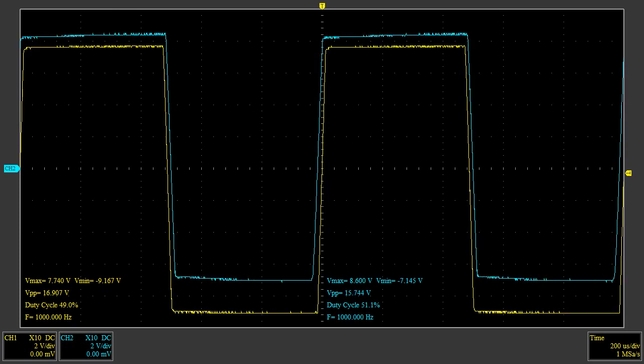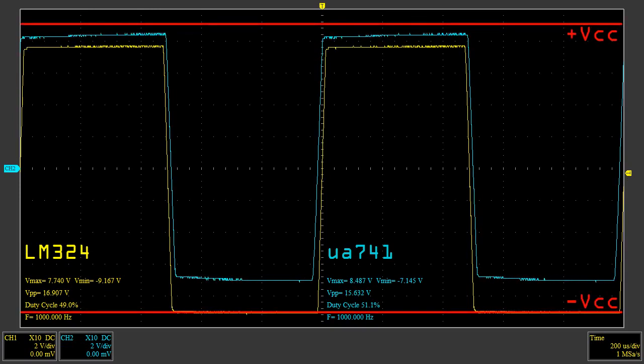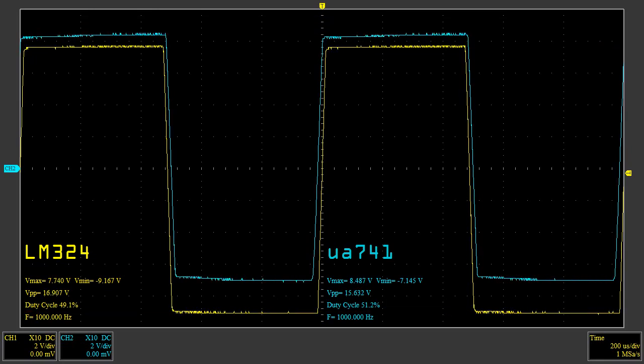This results in 2 square waves, the blue trace being the UA741 and the yellow trace being the LM324. If we compare the maximum and minimum outputs of the two op-amps, we see that the UA741 is able to output a slightly higher output, but can't get nearly as close to the negative rail as the LM324. We'll see some more shortcomings of the LM324 in future videos, but for now it will be our go-to op-amp.